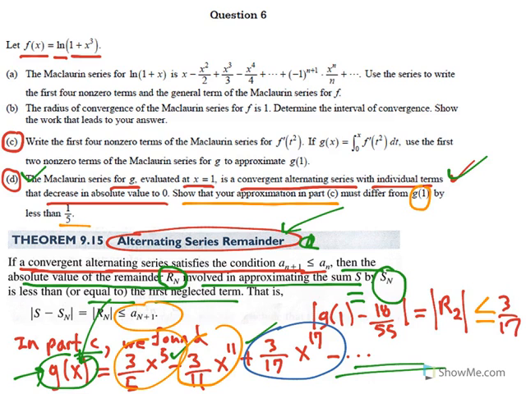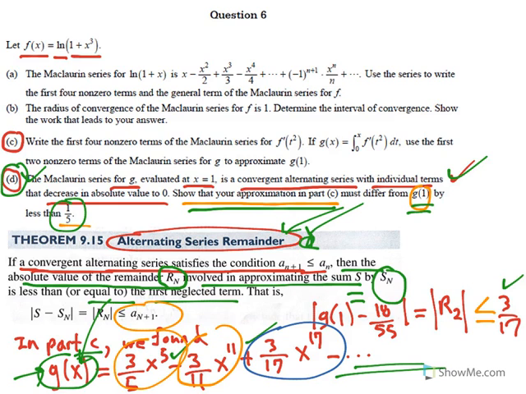To conclude, we need to go back to what problem D is asking us to do. It says, show that your approximation in part C differs from the exact value of g of 1 by less than 1/5. What we've been able to do is, using the alternating series remainder theorem, we've shown that our approximation in part C must differ from the exact value of g of 1 by an amount that is less than or equal to 3 over 17.